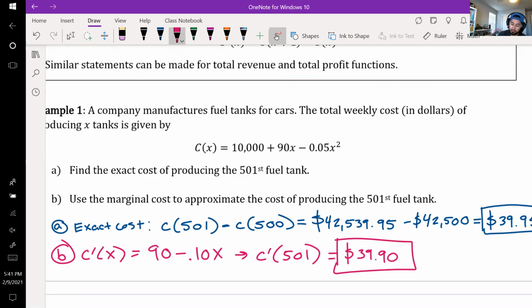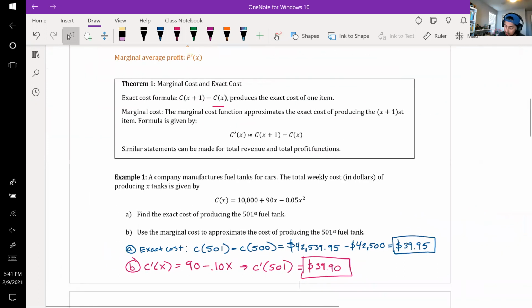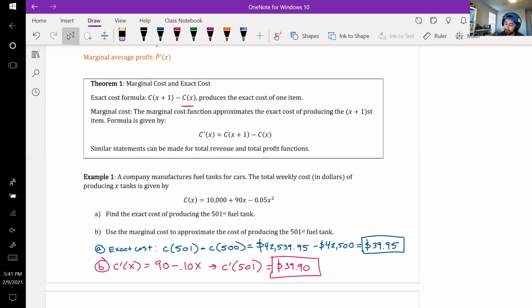Okay, so we found the exact cost and then we found the marginal cost, but they're pretty darn close. Exactly. That's the theorem, because it says the exact cost and the marginal cost will be approximately equal to each other. So we're still using the same formula. We're just breaking those numbers down into derivatives, right? Exactly. The first one is a longer process because we have to plug it into the original function. But the second one is the derivative, and it will approximate the cost of the 501st fuel tank just by using the derivative.